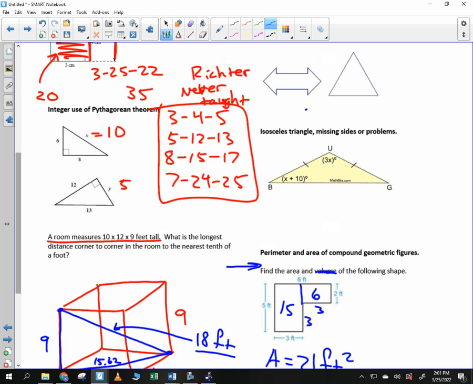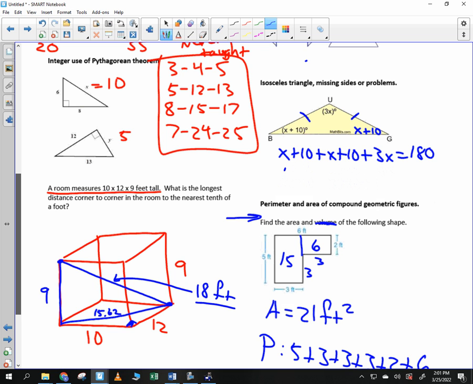What do you know about isosceles triangles? 2 sides are the same, okay? And if 2 sides are the same, what else do we know? The base angles are the same. So this would also be x plus 10. Suppose I wanted to solve for x. Good, add them all up. X plus 10 plus x plus 10 plus 3x is equal to 180. So 5x plus 20 equals 180. Good? Look at that.